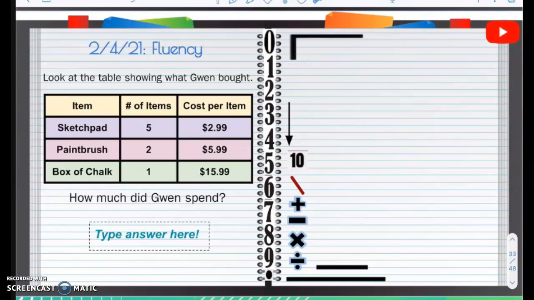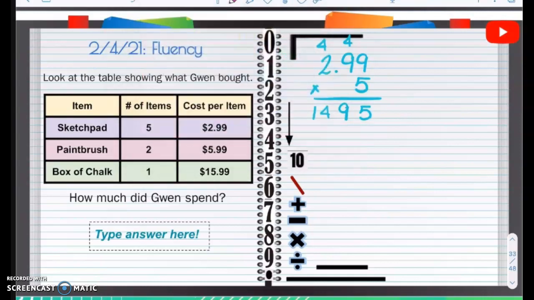So we're going to have to figure out, first of all, how much it costs for the sketch pads that she bought. So she bought 5 of them at $2.99. So we're going to multiply $2.99 times 5. 5 times 9 is 45. 5 times 9 again, 45, plus 4 is going to be 49. 5 times 2 is 10, plus 4 is 14.